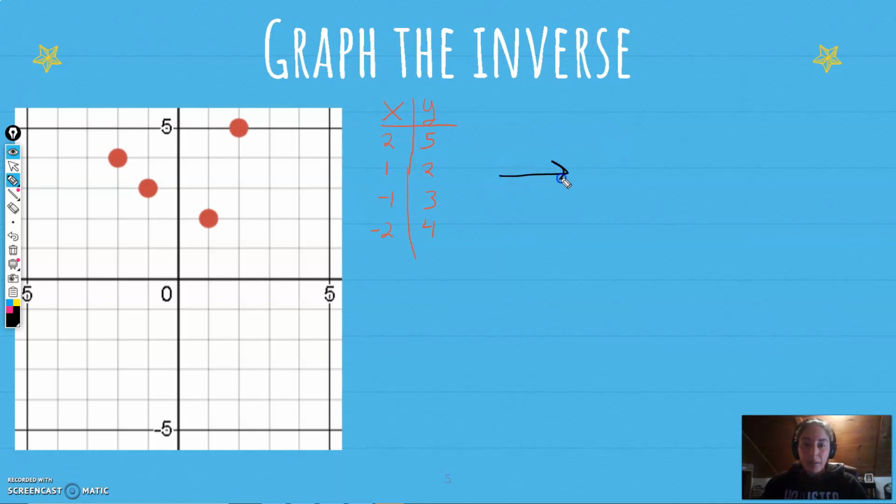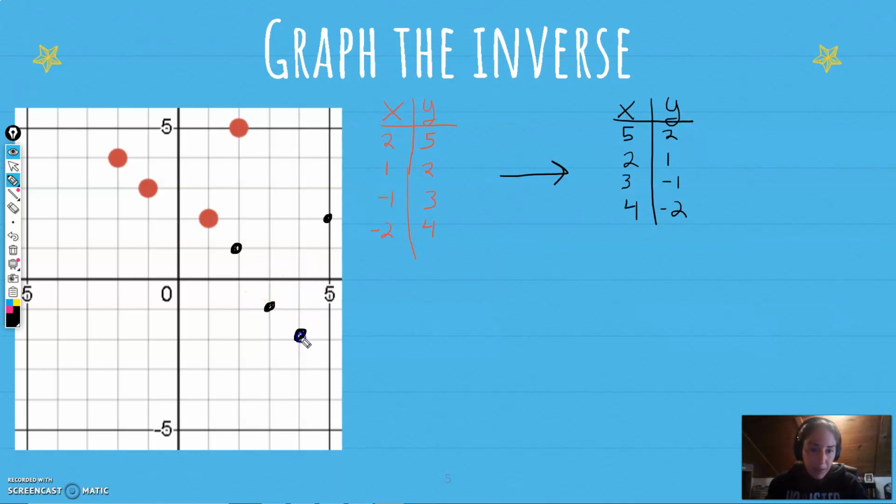Okay. Well, what about what we want? So now inverse it. So switch your x's and y's. So now my new x will be 5, my new y will be 2, my new x will be 2, my new y will be 1. Then switch, then switch. Okay, now graph. Now we graph the point 5, 2. 5, 2 is here. We graph 2, 1, which is here. We graph 3, -1, which is here. And 4, -2, 4 is here.